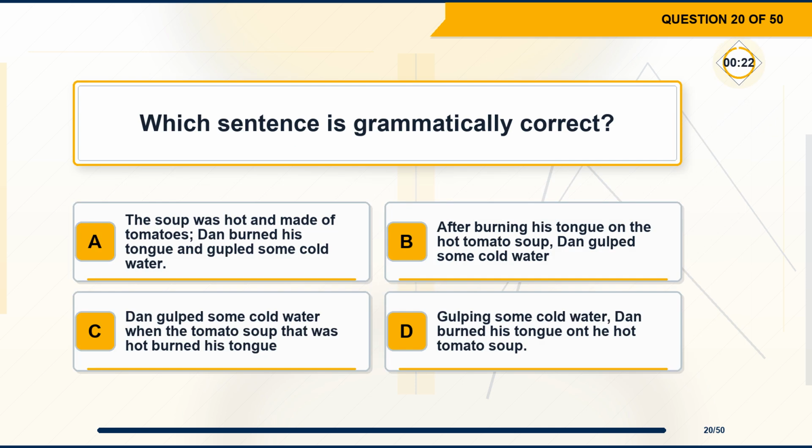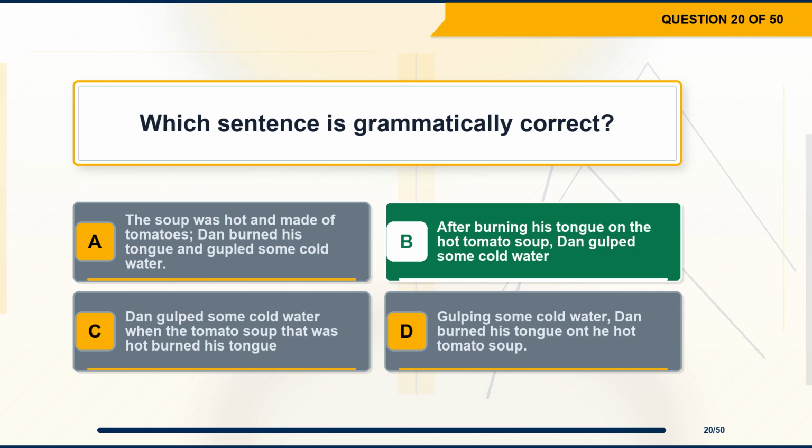Question 20. Which sentence is grammatically correct? Option A, the soup was hot and made of tomatoes. Dan burned his tongue and gulped some cold water. Option B, after burning his tongue on the hot tomato soup, Dan gulped some cold water. Option C, Dan gulped some cold water when the tomato soup that was hot burned his tongue. Option D, gulping some cold water, Dan burned his tongue on he hot tomato soup.